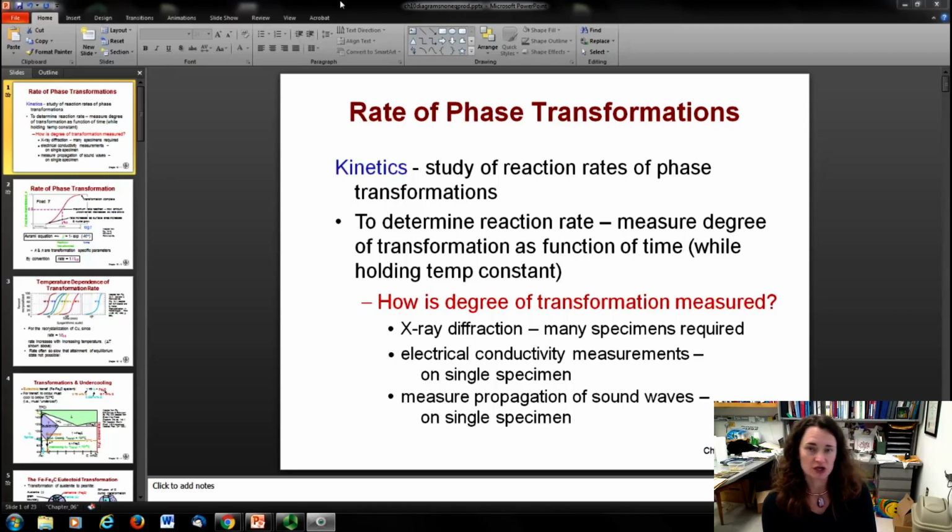Or you could measure another property of the material that changes as the phase transformation takes place. For example, electrical conductivity changes as a material goes from a liquid to a solid. And so does the speed of sound. Remember that the speed of sound is actually higher for solid materials than liquid materials. So you could measure one of those properties as the transformation takes place and map its progress over time. So there's a couple of different ways to do it.